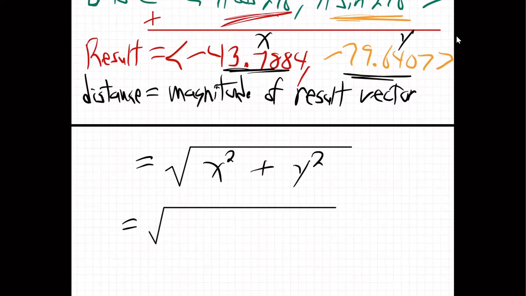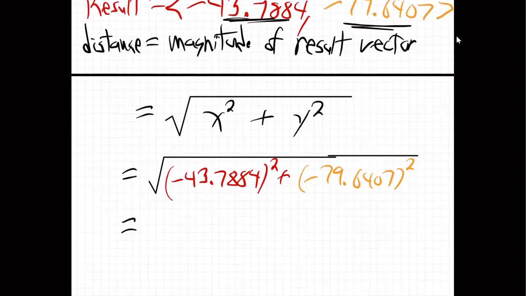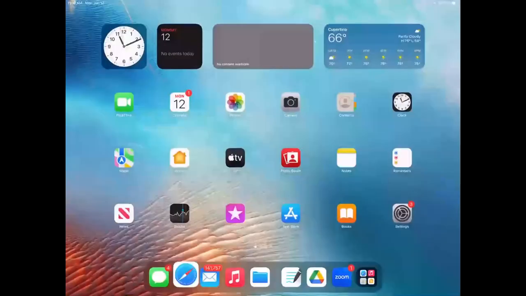So that'll be the square root of negative 43.7884 squared plus y, which is negative 79.6407 squared. All right, hit the buttons on your calculator. There. So I'm going to do the same thing. Squared. And I'm getting 90.8849. Is that what it was? 90.8849. Yep, beautiful. So there it is.